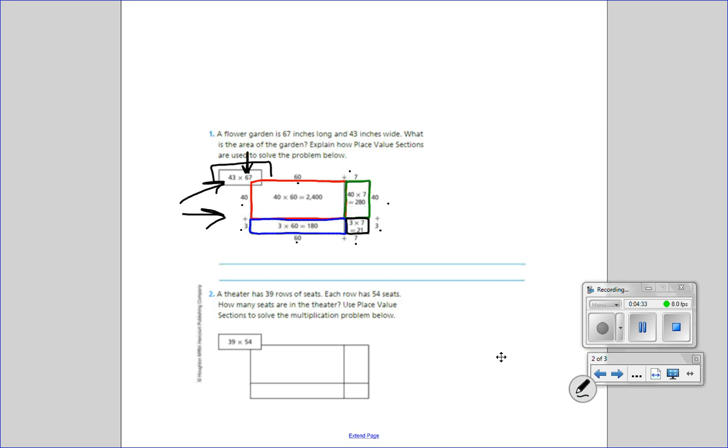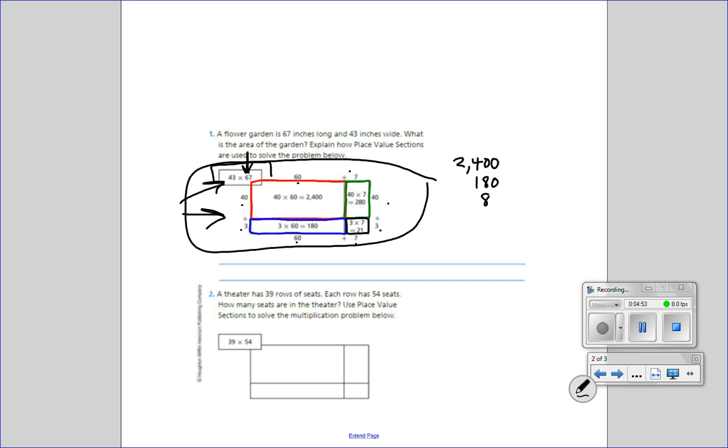in the black. So now, in order to find out the total area of this rectangle, I need to add all 4 of those sections together. So I have my thousands, I have my hundreds, I have my tens, and I have my ones. We're going to add all of those together, 16, 17, 18, 6, 2. So the total area is 2,681 square inches.